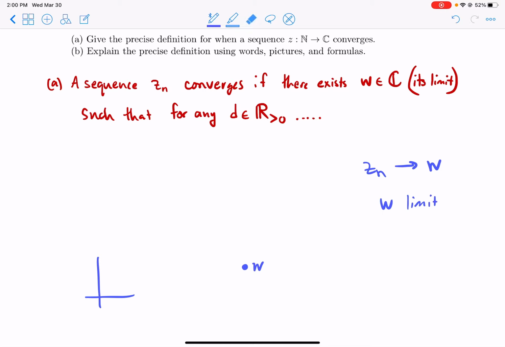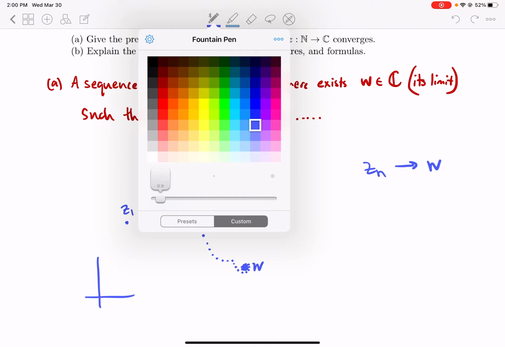Okay, but in my picture, here's w. Then maybe here's z1, maybe here's z2, z3, z4, z5, z6, z7, 8, 9, 10, 11, 12, 13, 14, 15, 16, 17, 18, 19. And I cannot finish drawing them because there are infinitely many. There is z 10,428. And the point is, it should be really close to w. So how do I do this in a picture?